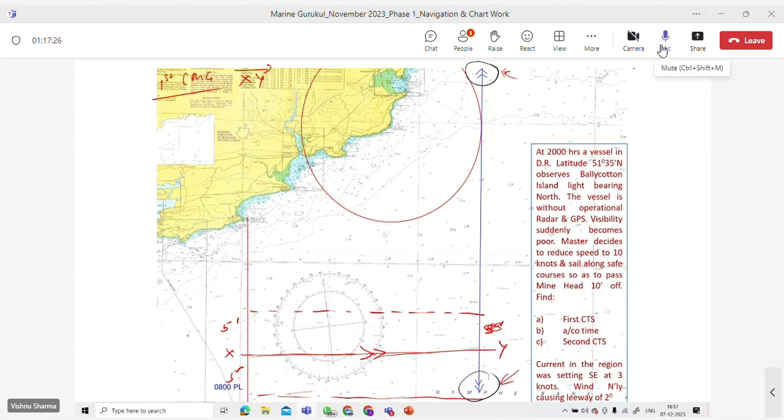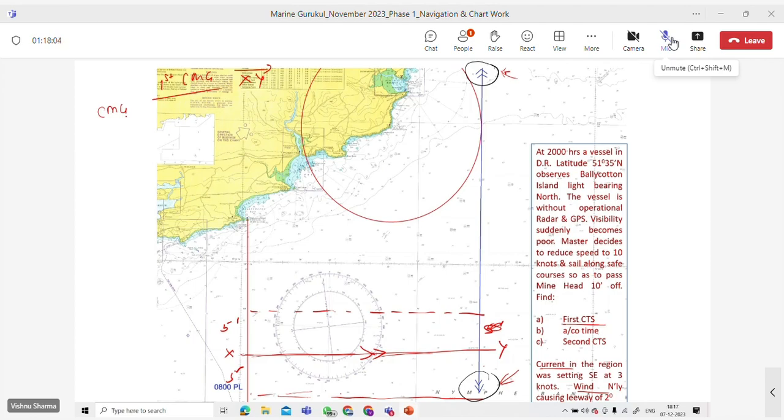What does the question want? First CTS. What do we have? We have both current and wind. So once you are convinced that X to Y direction represents, I'm not saying XY are the positions. No, I'm not saying so. XY is the CMG. Okay. Then if XY is the CMG, then I have the CMG.